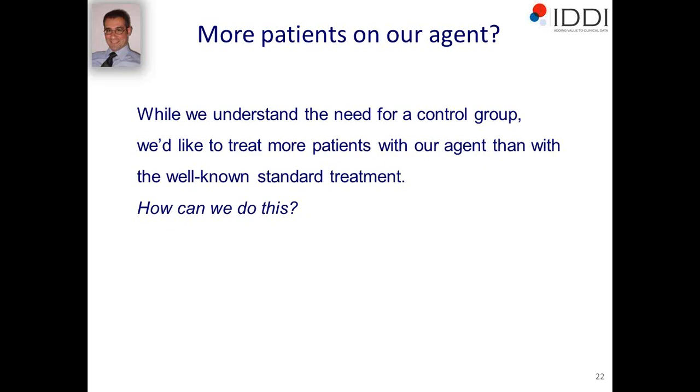Okay, yeah, we like the randomization regardless of the approach we take. But then, Mark, I have a question for you. Since our agent is new and the control group will be an established drug, is there a way we can have more patients getting our drug so we can have more information, whereas we don't need so much information for the well-known standard treatment? Can we do that?